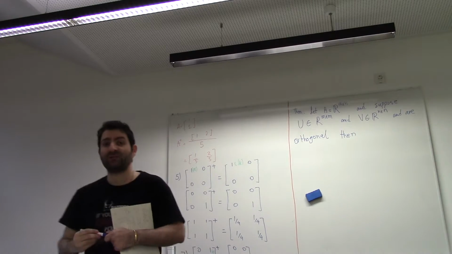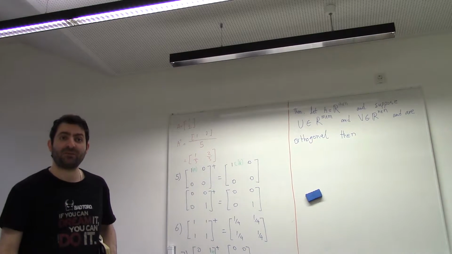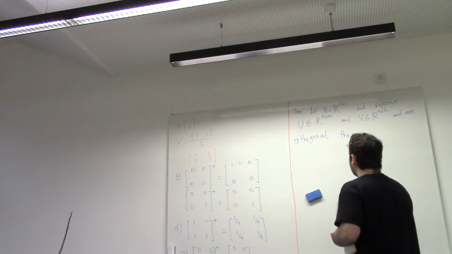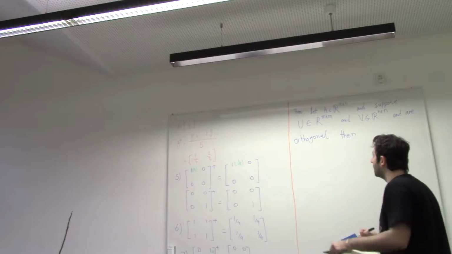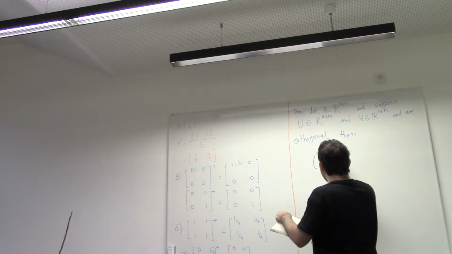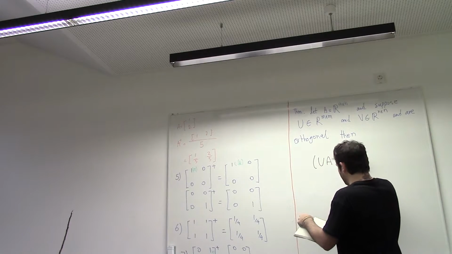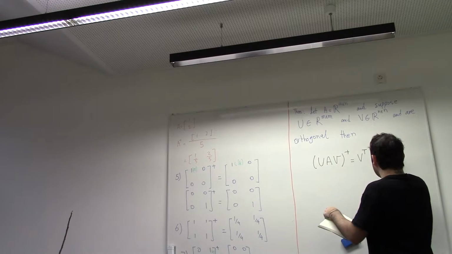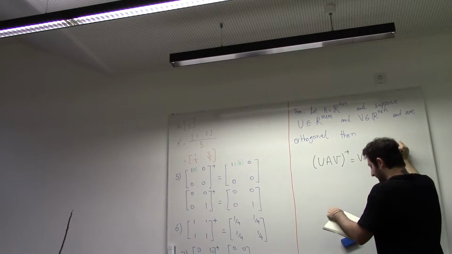In the next chapter we will see U and V have a special name. They are called Householder and Hallenger matrices. But right now you just consider them as two orthogonal matrices. And then we have (U A V)+ is equal to V transpose A+ U transpose.